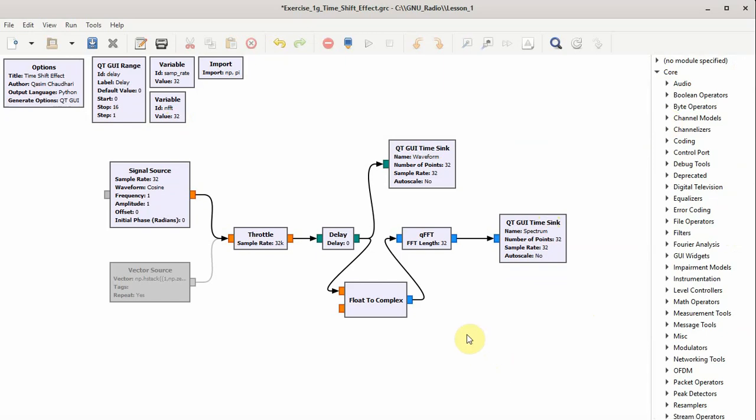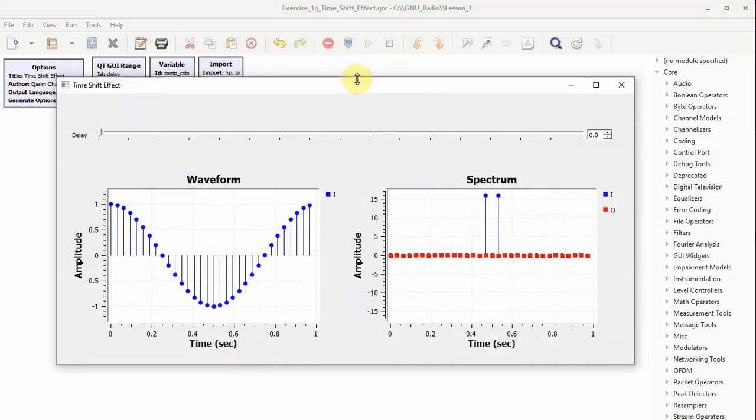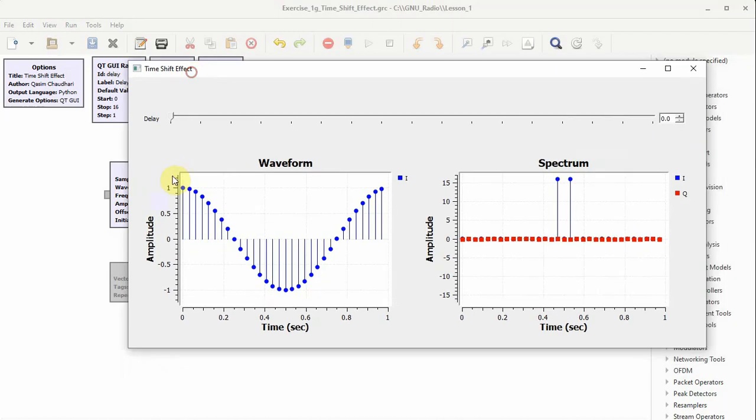Now coming back, let us run the flow graph first and see what it does so that we can go ahead and delve into the understanding. So the waveform first and spectrum later. The waveform just consists of the in-phase component. You can see this is a cosine. This is because our signal source was a cosine real, and the initial phase was 0, which you can see starting from the top sample.